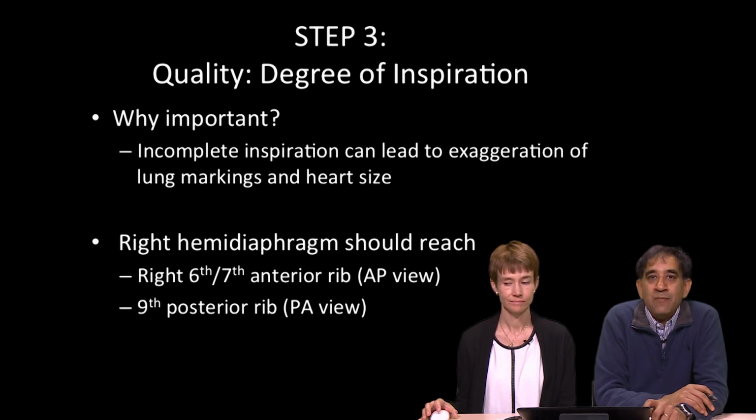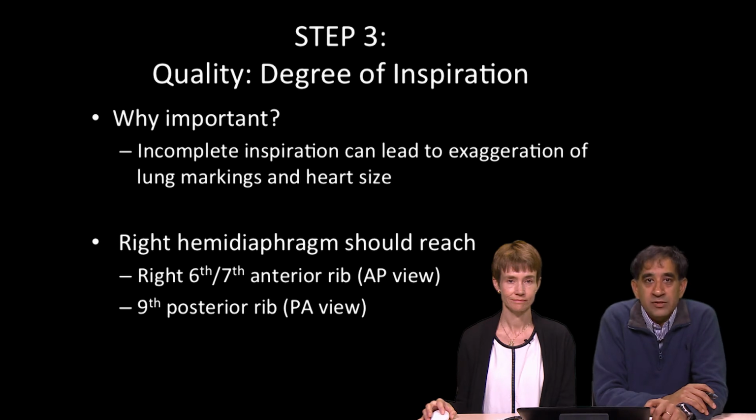If you're looking at an AP view, you want it to count down to the 6th or 7th anterior rib in the midclavicular line. It should intersect the diaphragm. When we're talking about a PA view, you're going to count down in terms of posterior ribs down to the 9th posterior ribs. These are guidelines, but generally pretty good in terms of determining whether the degree of inspiration is adequate to evaluate the film. So let's take a look at some examples.